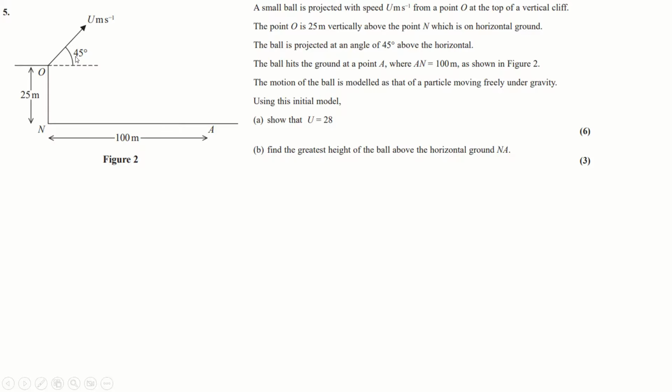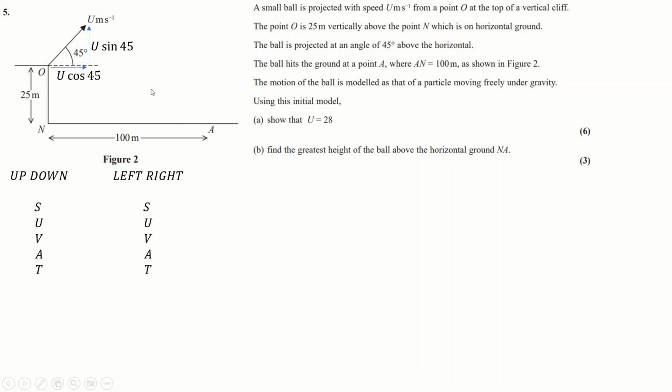Excellent. So we've got 45 degrees here, so the horizontal component is u cos 45, vertical is u sine 45, which is u over root 2, or u root 2 over 2. It doesn't really matter how you want to write that. Okay, so that's good. We have SUVAT going up and down and SUVAT going left and right.